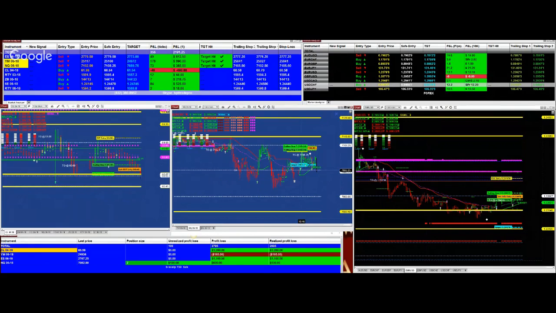And you can see it's blinking a lot. There's a lot of short trades coming in. But once we hit the target, you have to push your brakes.